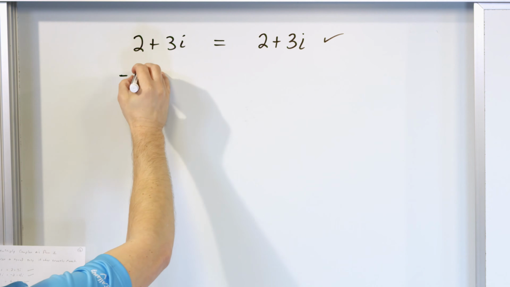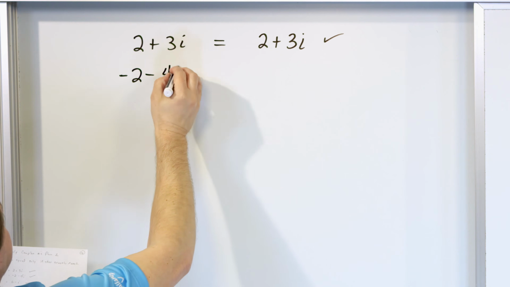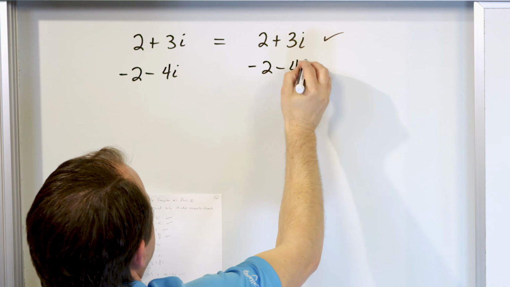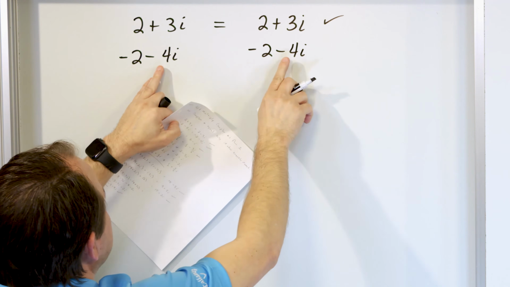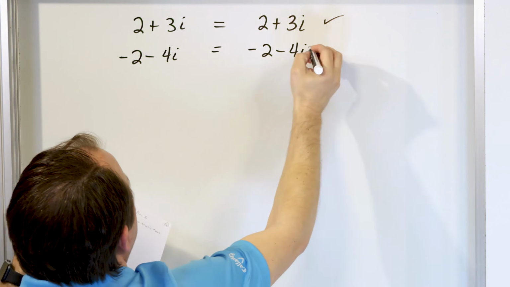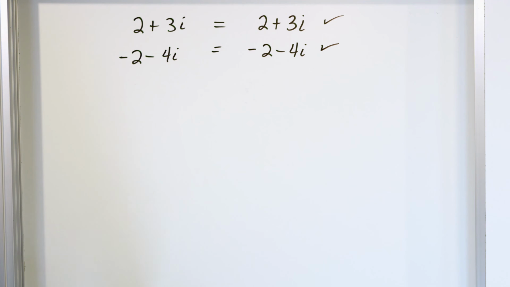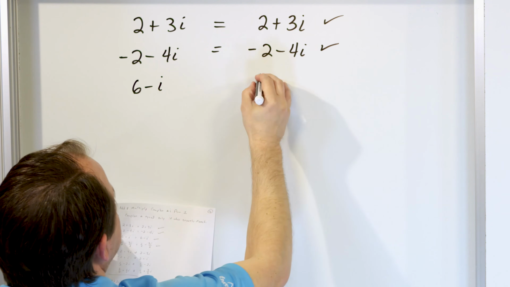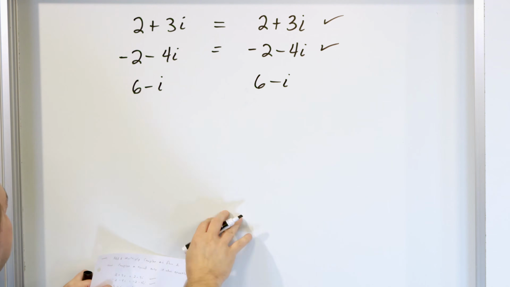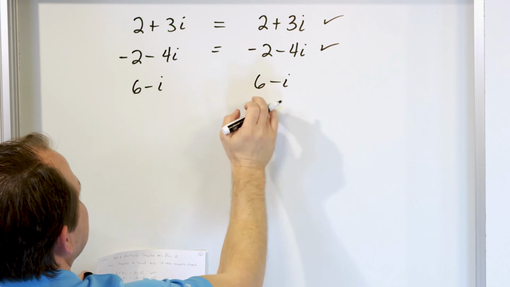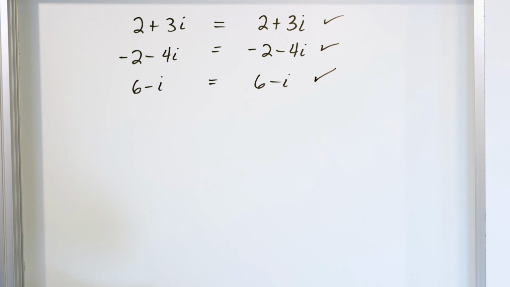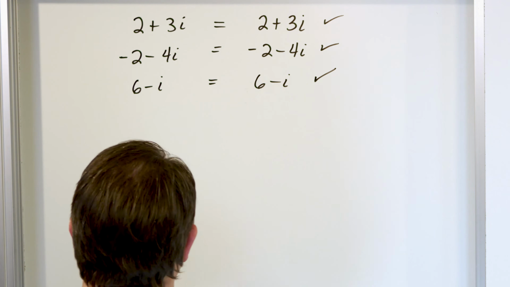If somebody has negative 2 minus 4i, and on the other hand, they have negative 2 minus 4i, you see what I mean? It's pretty simple here. The negative 2's match completely, the negative 4i's match, so these are equal. Those are complex numbers that are equal. If somebody has 6 minus i as a solution to an equation, and somebody else has 6 minus i as a solution to an equation, the real parts and the imaginary parts exactly match. They're exactly equivalent to one another.